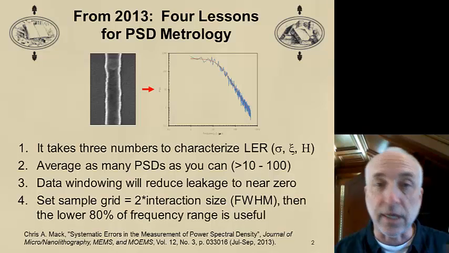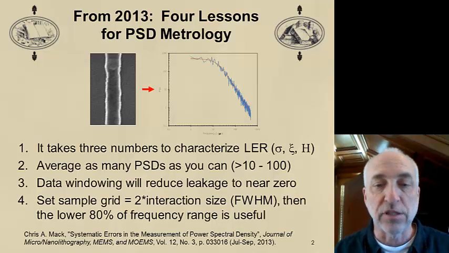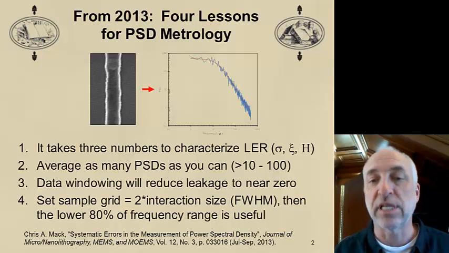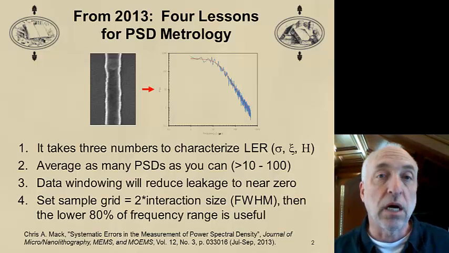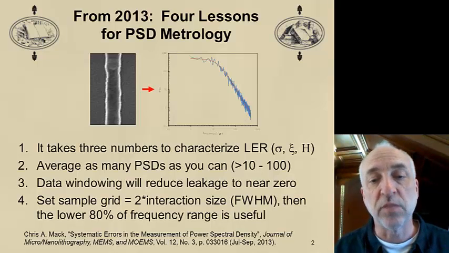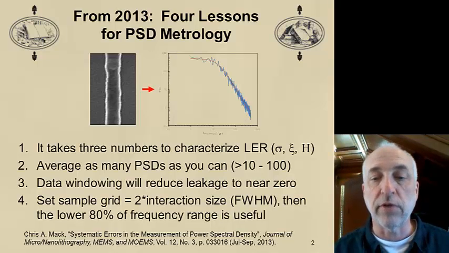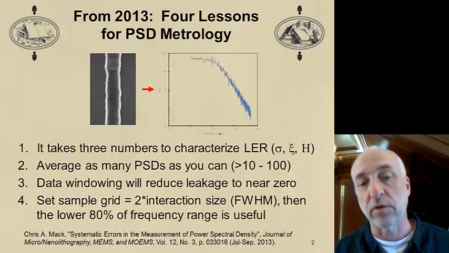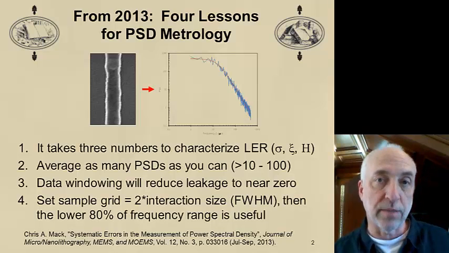Because of averaging that occurs when an SEM interacts with the sample, the interaction size, the blur of the SEM within the sample averages out some of the smoothness, and you can use that to counteract the effects of aliasing. So the best way to do that is to set the sample grid, the distance between measurement points along the line, to be 2 times the interaction size, full width, half max. That will produce a PSD which is valid out to about 80% of the frequency range before aliasing starts to take over. All of these results can be found in the publication shown at the bottom of the slide.